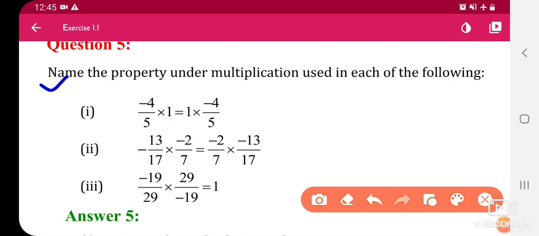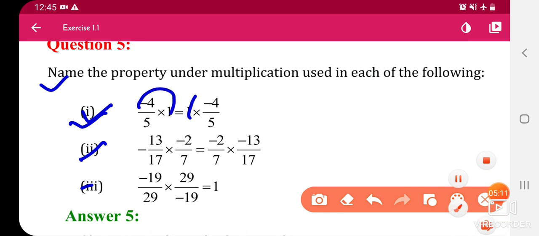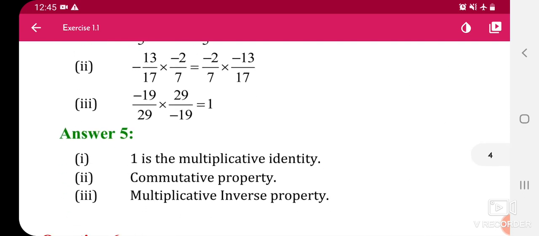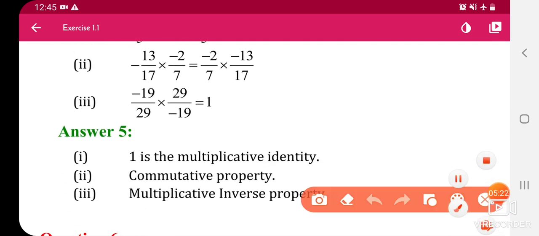Name the property under multiplication used in each of the following. That means which property is used in this question, this and this. We can observe that here we multiply by 1 and here also we multiply by 1. We know that 1 is the multiplicative identity. So the answer is 1 is the multiplicative identity.